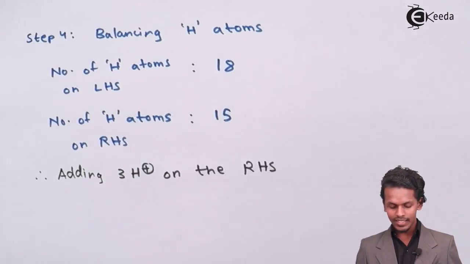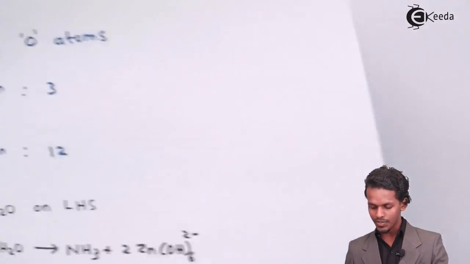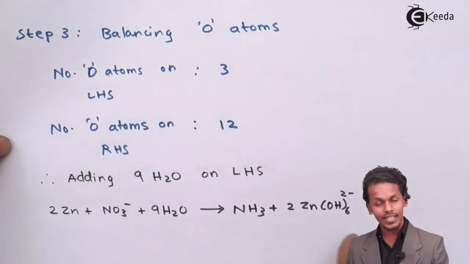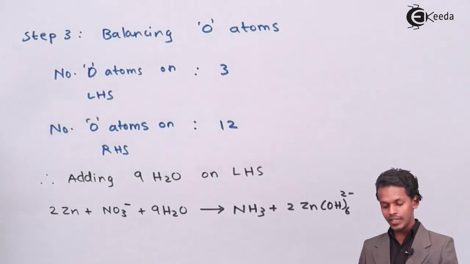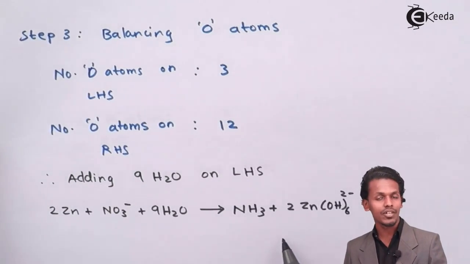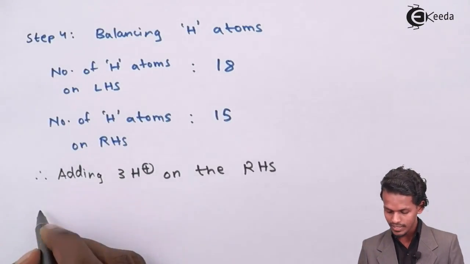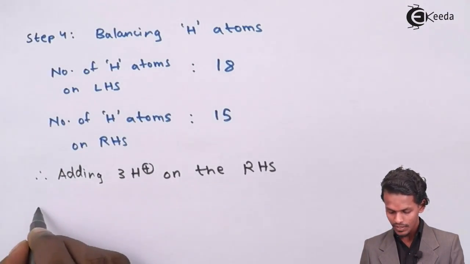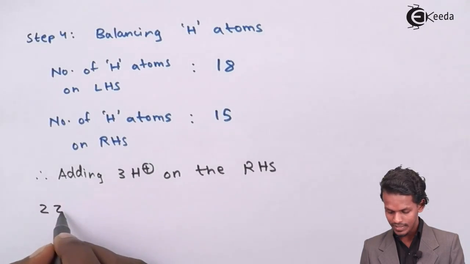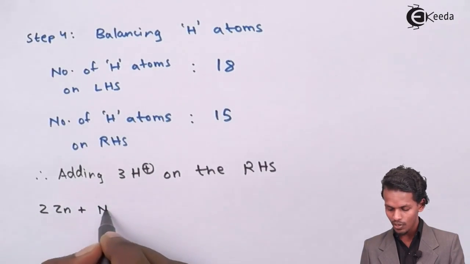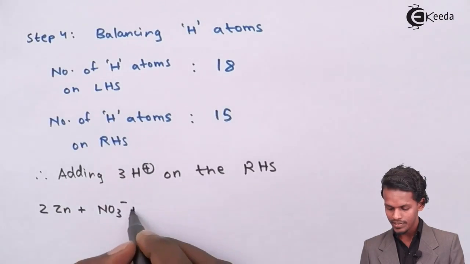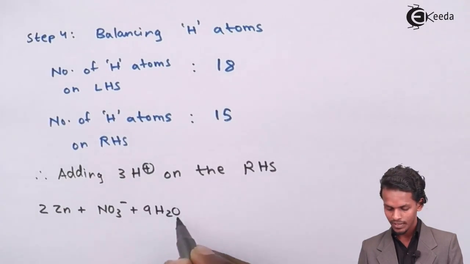So the answer that we could get is, as we can observe, step number 3 will be the same as it is. The only difference would be that here there will be the addition of 3 times H plus. So therefore the answer that I could get is 2 times Zn plus NO3 minus plus 9 times H2O.